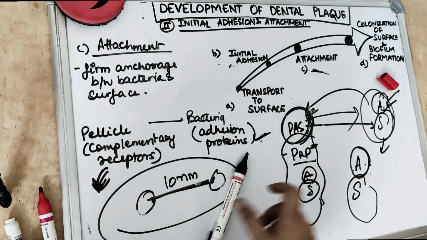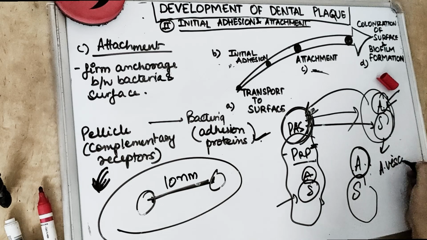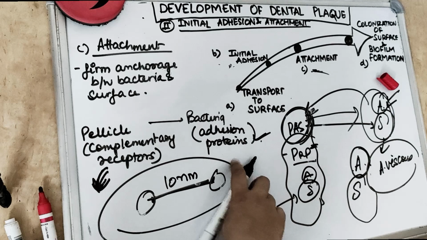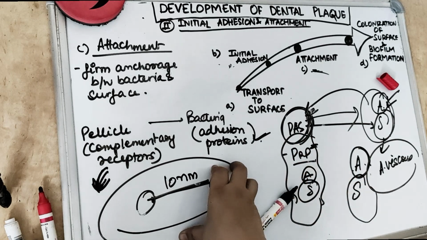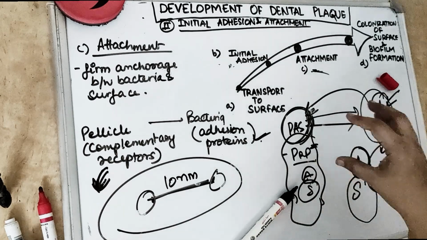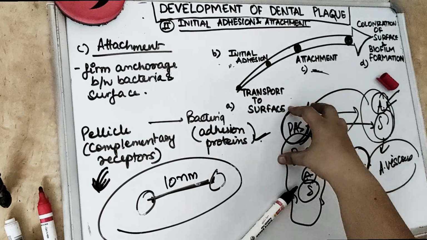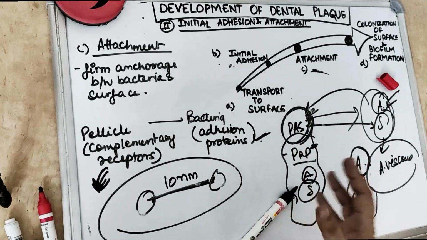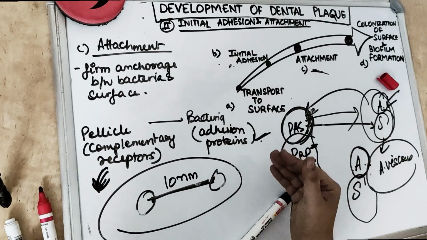So A. viscosus, and also there is one more thing. A. viscosus has some hidden receptors. So A. viscosus has some cryptic segments, or cryptitopes, as we call them. These are the hidden receptors which are recognized by the pellicle and which are present in the proline rich protein of the pellicle. So Actinomyces viscosus comes and gets attached to the proline rich protein or proline rich receptor, which is not visible, but it has some hidden receptors which we call the cryptitopes.